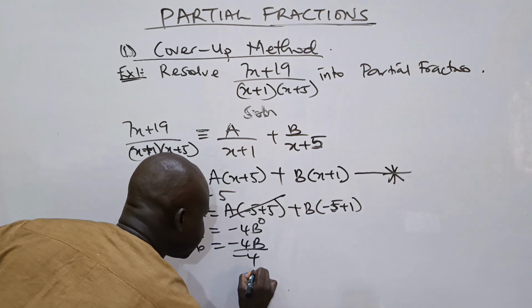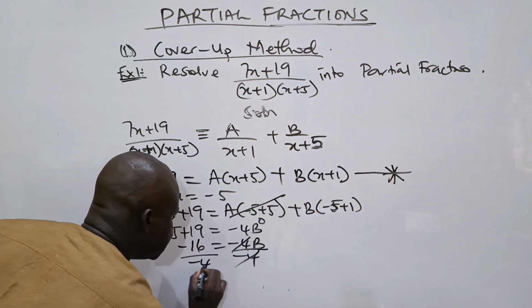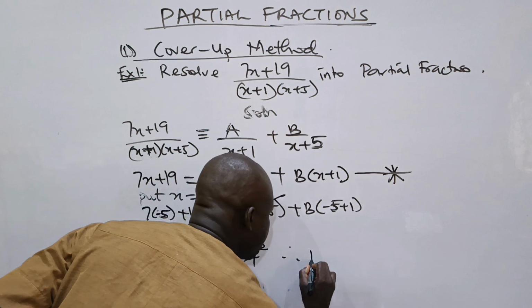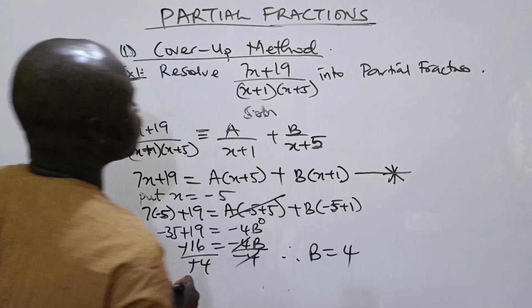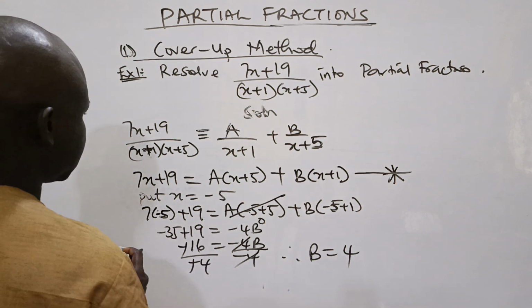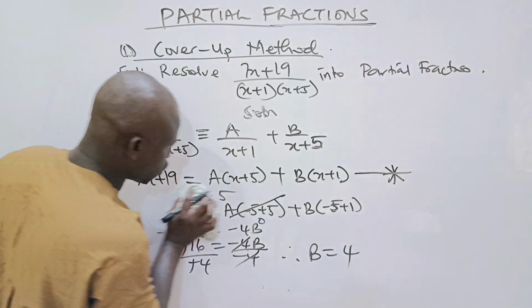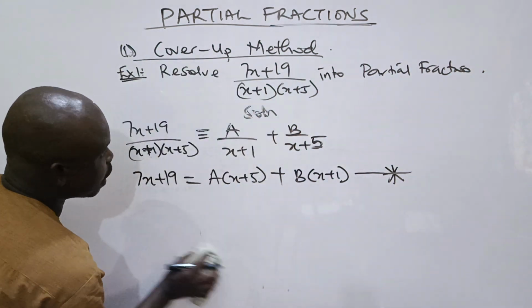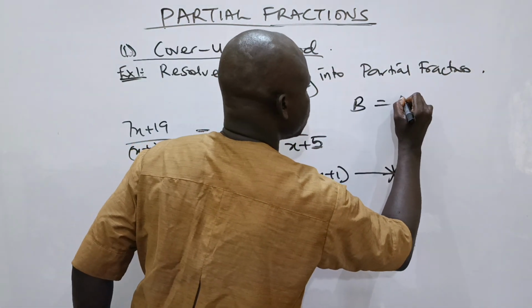Then we divide both sides by minus 4. Minus will cancel minus. Therefore, B will be equal to 4. So we have gotten the value of B. Now we also do the same for A, since we have gotten the value of B to be equal to 4.